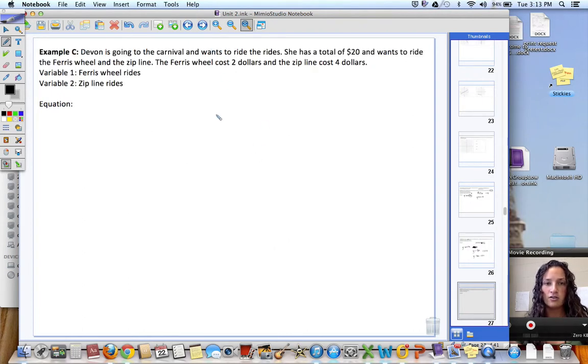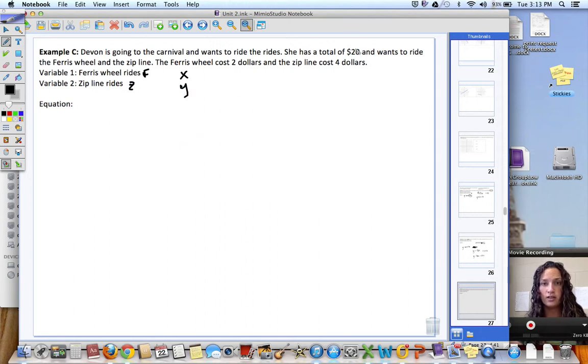All right, Devin is going to the carnival, blah, blah, blah, blah, blah. So remember, this one was variables. This one was our variables. So this means we're going to have like something equals 2x plus 3y or whatever. So we can call Ferris wheel, I'm going to just label this as an F, but then we'll later transfer it to an x. This is going to be my Z. We're later going to transfer that to my y.